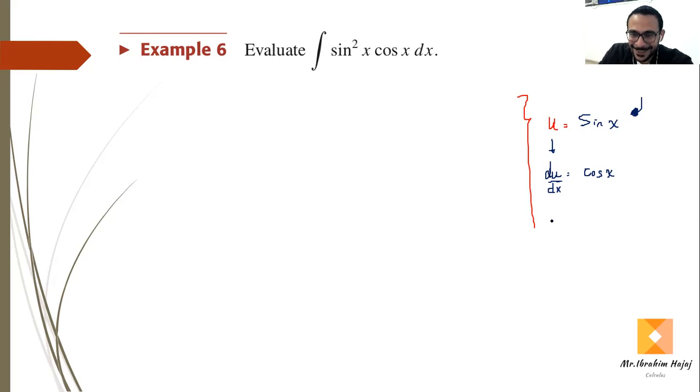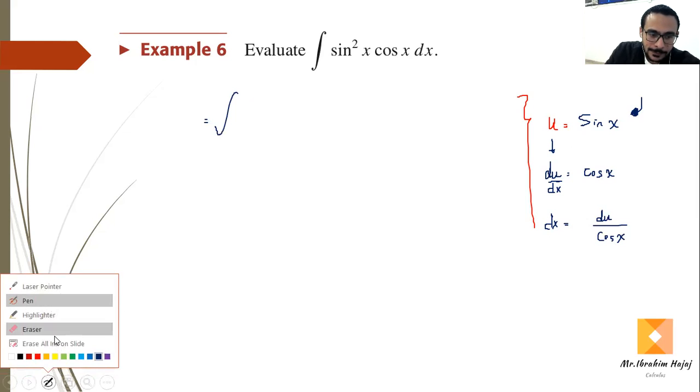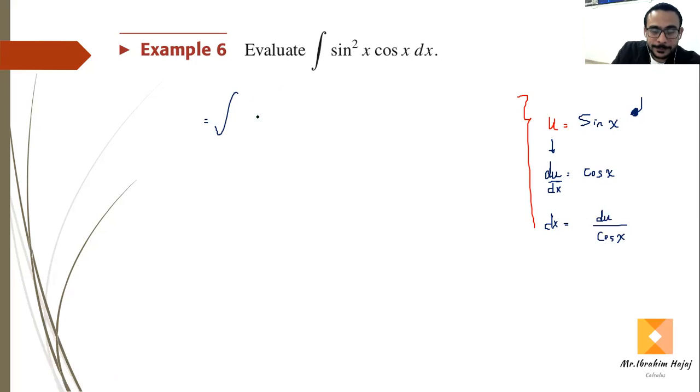Okay, dx equals du over cosine x. Okay. Now u squared, let's say sine squared x is u squared, multiplied by cosine x, multiplied by du over cosine x. You can cancel the cosines, mister. You can cancel cosine x with cosine x.